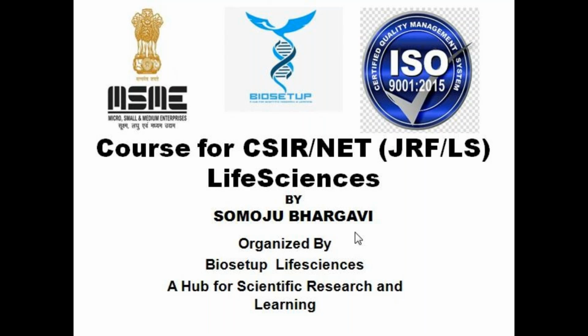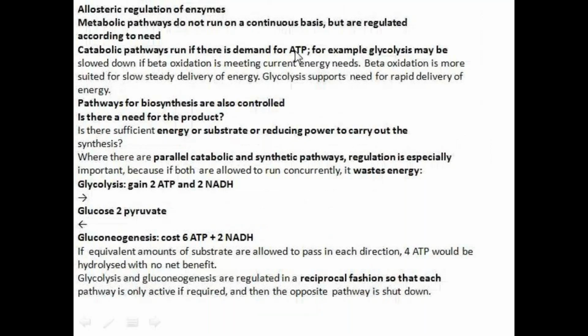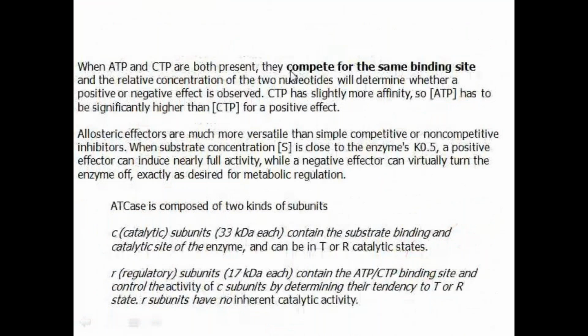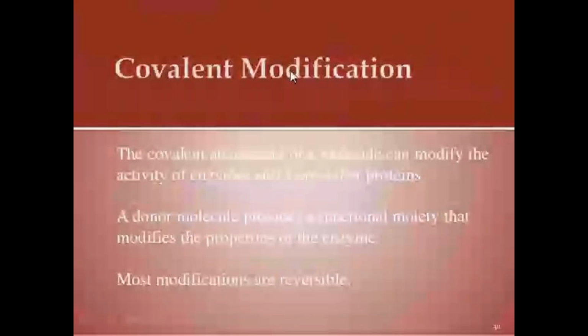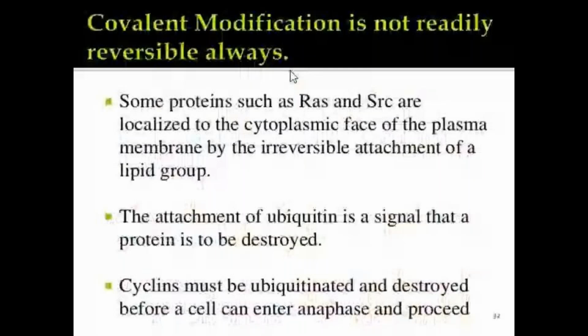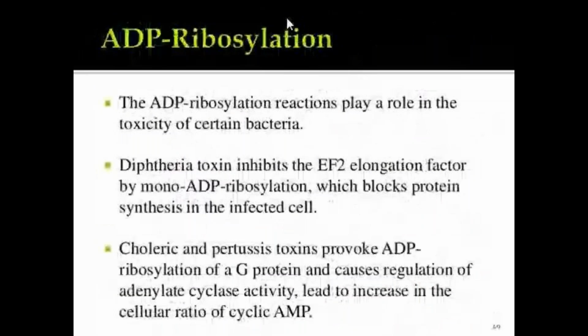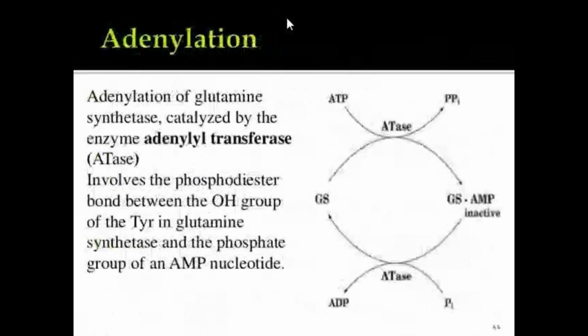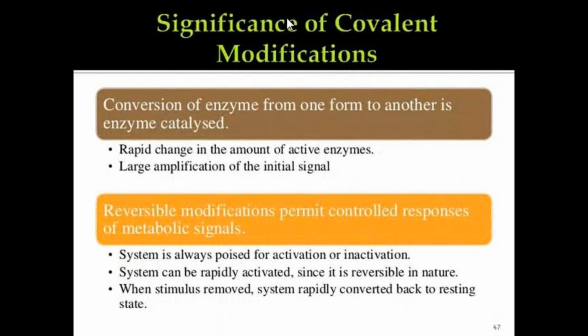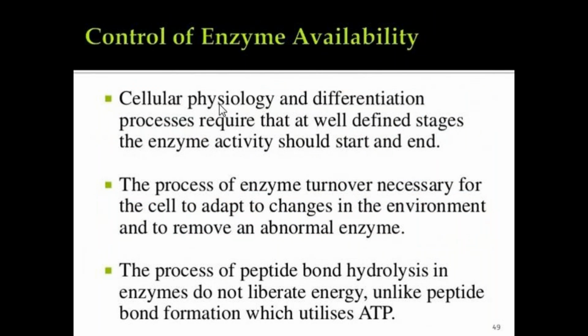Okay, these are the regulatory enzymes, that means these are controlling the enzyme activity, and all this we discussed. In covalent modification, phosphorylation, the main example is glycogen phosphorylase, and also ADP ribosylation, glycosylation, adenylation, and why these covalent modifications are important for the metabolic pathways. All this we discussed.